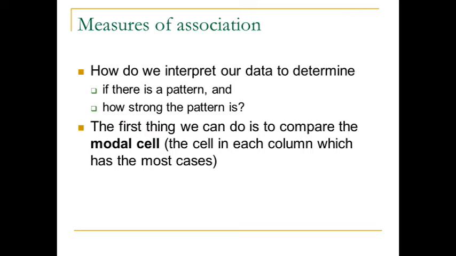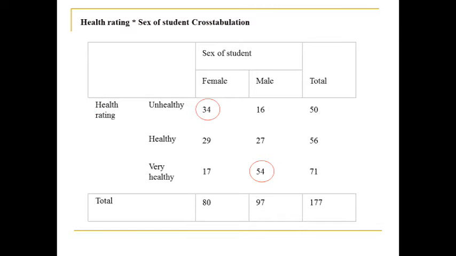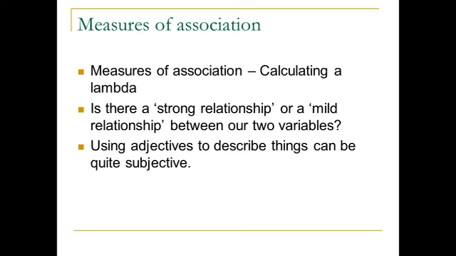The first thing we can do is compare the modal cell. The cell is the column which has the most cases. And as we saw, women's modal category is unhealthy, men's modal category is very healthy in this entirely fictional example. We can also examine the strength of the relationship by looking at the proportion or percentage of cases in each column. In particular, we're going to be looking at how we calculate a lambda. This will answer the question, is there a strong relationship or a mild or weak relationship between our two variables?